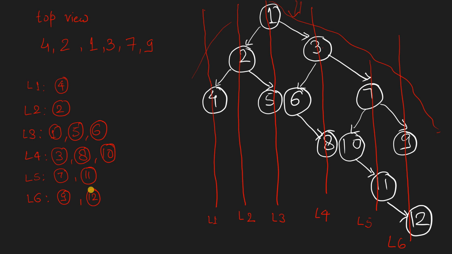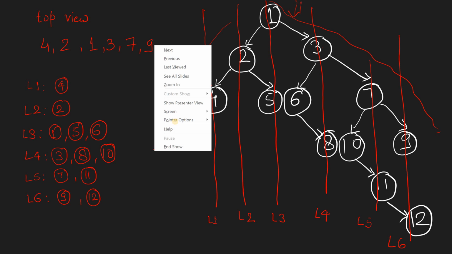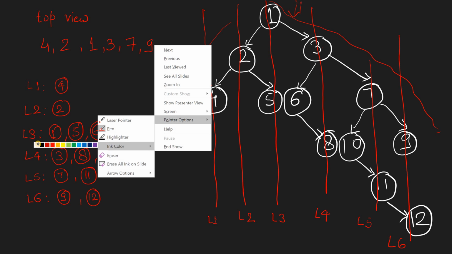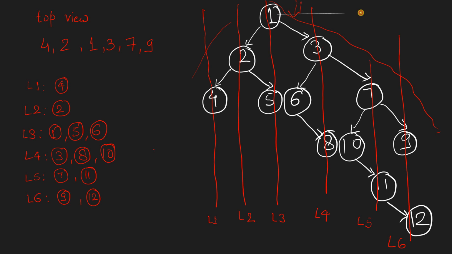Right? So to print the top view, what we have to do now is, whatever nodes we have written, we have written according to the level of the node. So let me change the pointer here. The level for this node will be 0, level for this node will be 1, level for this node will be 2, level for all these nodes will be 3, level for this node will be 4, and level for this node will be 5.